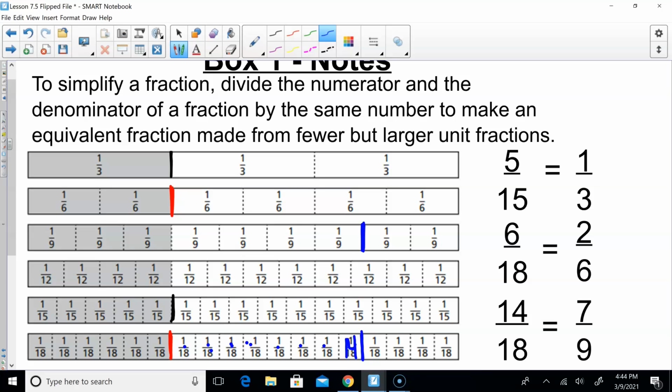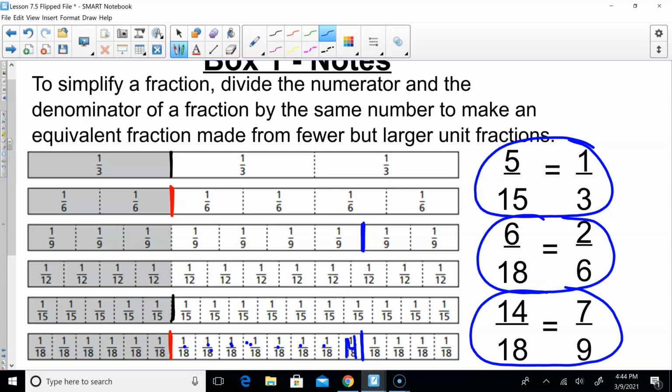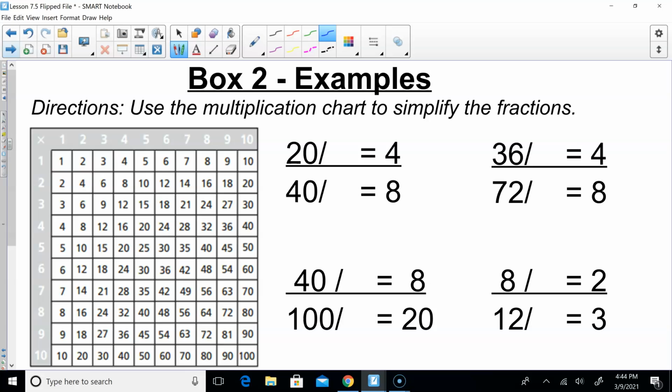And you kind of start to see that, can I see some connections between how I go from 5/15 to 1/3? How can I go from 6/18 to 2/6? How do I go from 14/18 to 7/9? That would be excellent using division, because that's the strategy we're learning about today. So how do we divide using the multiplication chart to see where we can simplify?